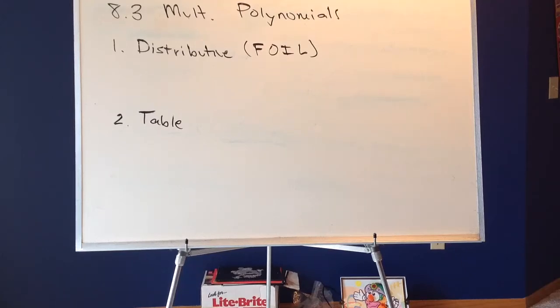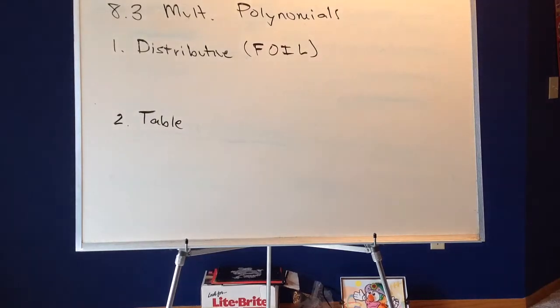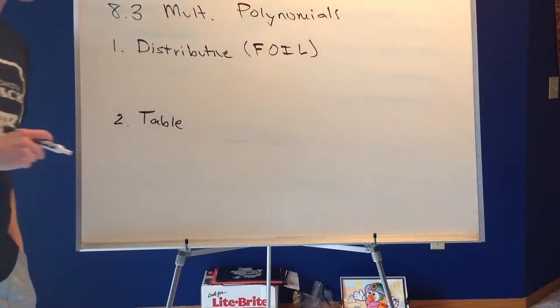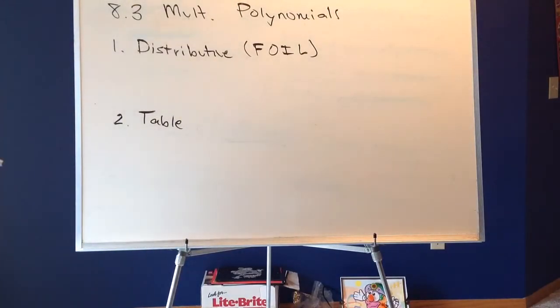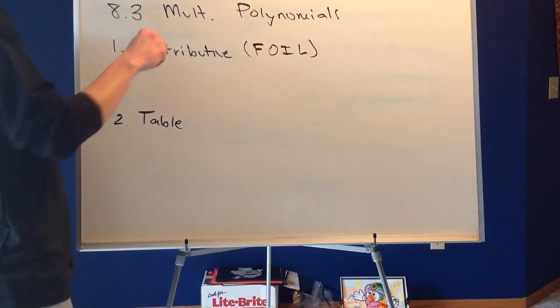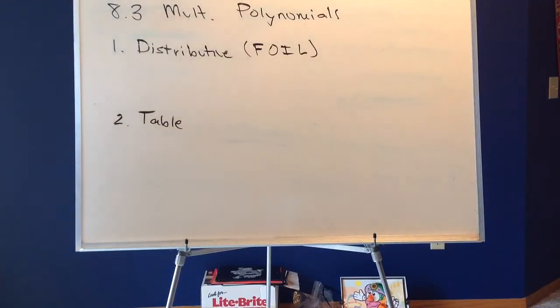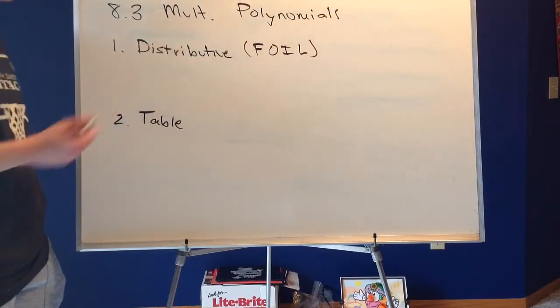Alright, today we're going to be covering 8.3, which is multiplying polynomials. We'll look at binomial with binomial, we'll look at binomials with trinomials, and really these methods would work for anything. The two main methods we're going to look at are the distributive method and the table method. I actually prefer the distributive method.